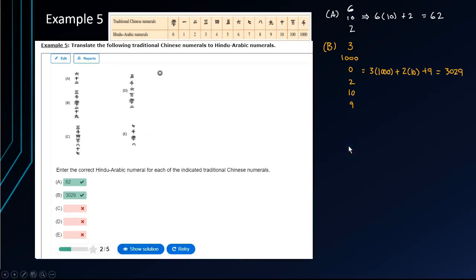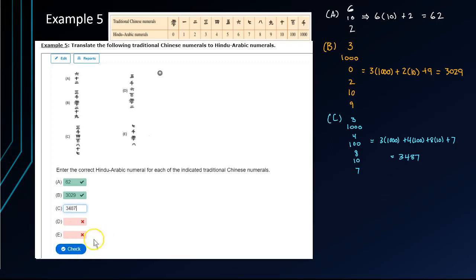For the next one, for C, I have 3. This is the symbol for 1,000. This is 4. This is 100. This is 8. This is 10, and that's 7. So that's 3 times 1,000 plus 4 times 100 plus 8 times 10 plus 7, which ends up being 3,487.